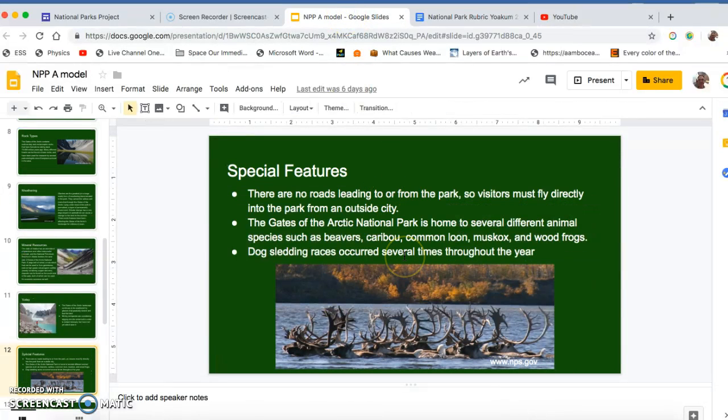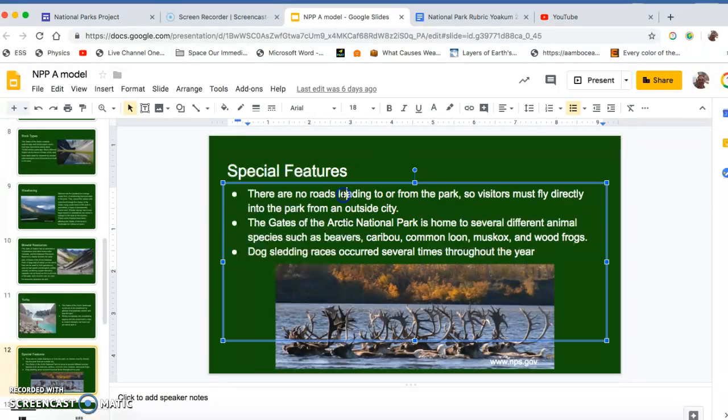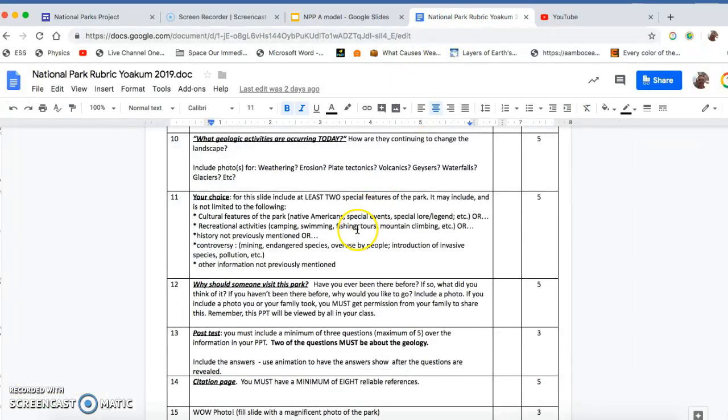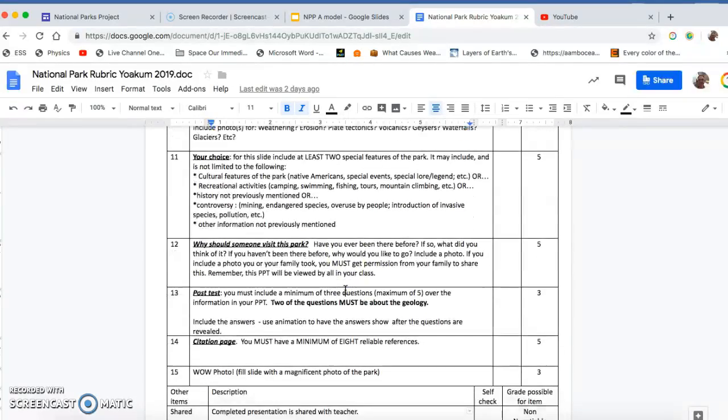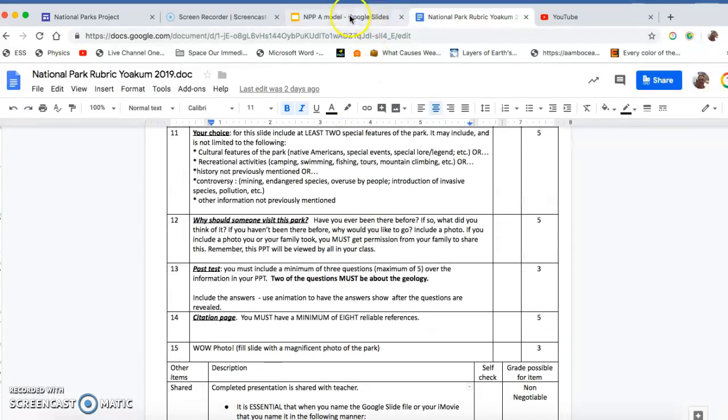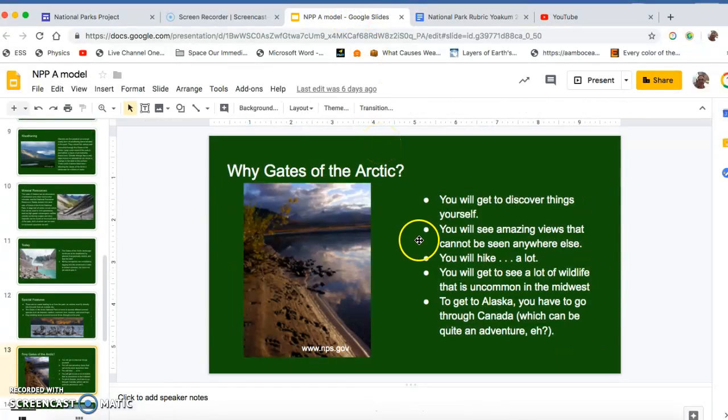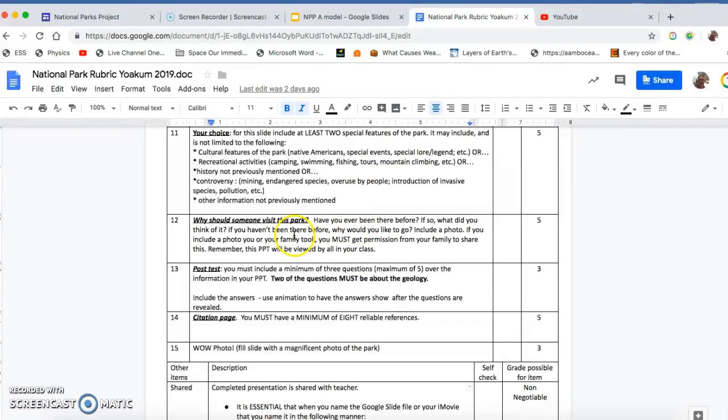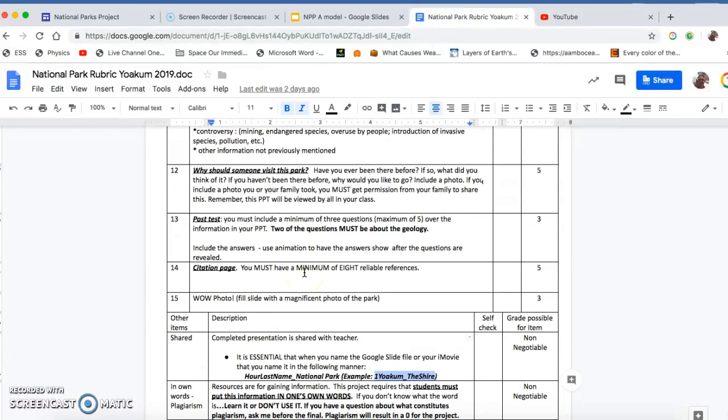And here, this person did some interesting things about things that happen in the park, some trivia about the park, access to it, that kind of thing that they hadn't mentioned previously. Now, slide 12, why should you visit this park? And this person has several bullet points about why. So good work. Then you have a post-test.